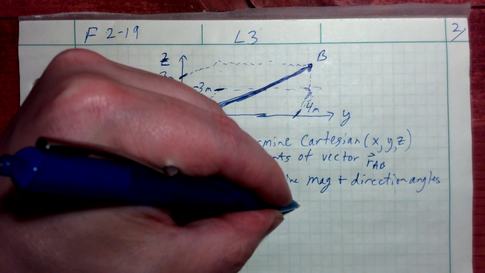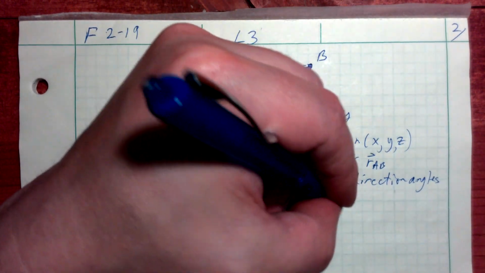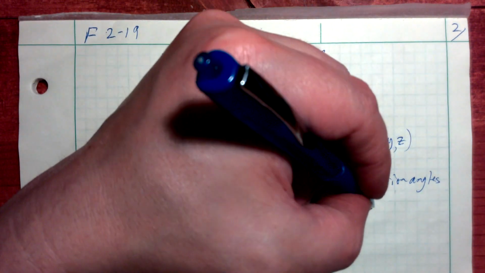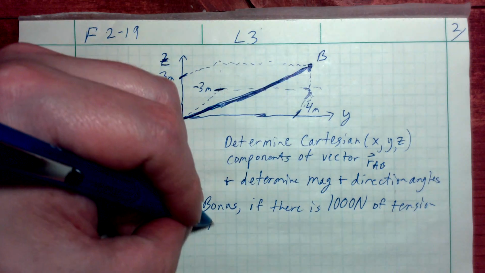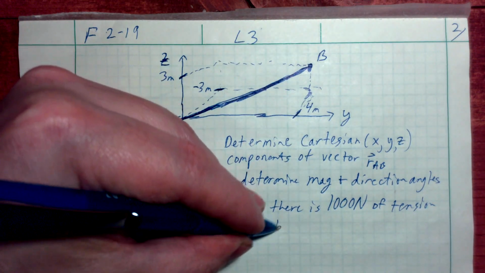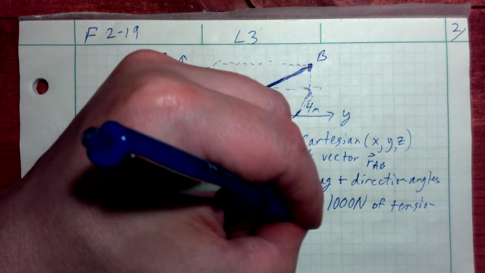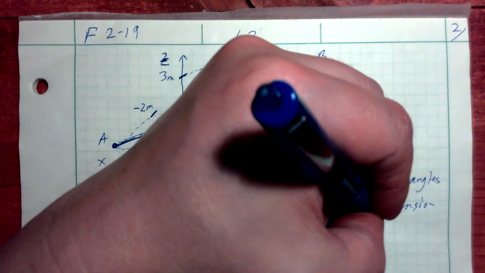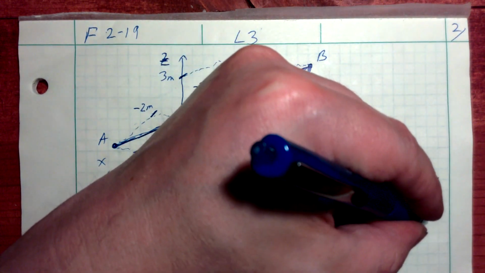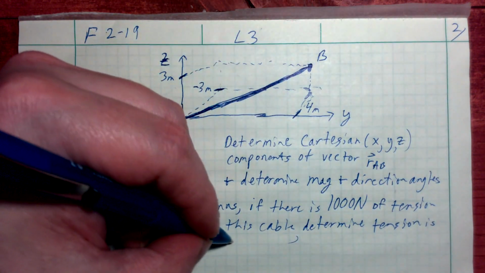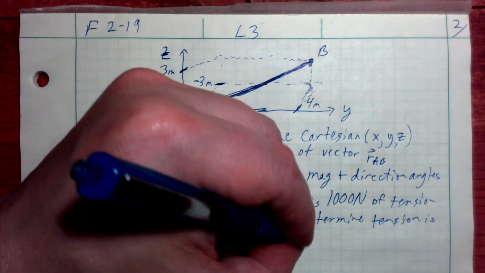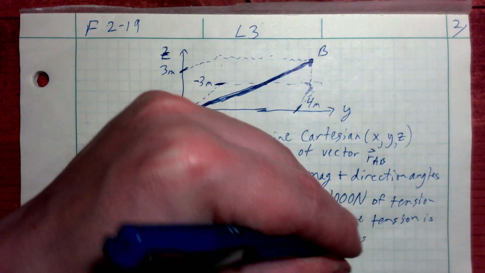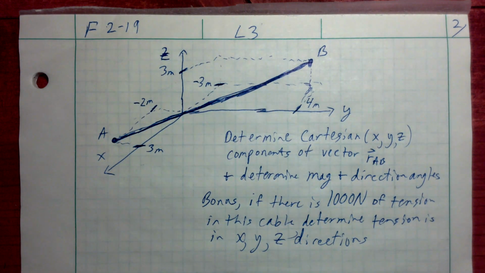If there is 1 kilonewton or 1,000 newtons of tension in this cable, determine the tension, how much of that tension is in the X, Y, and Z direction. So this is what we're going to do. And it's a little more than the fundamental 219 problem asked for, but that's okay.